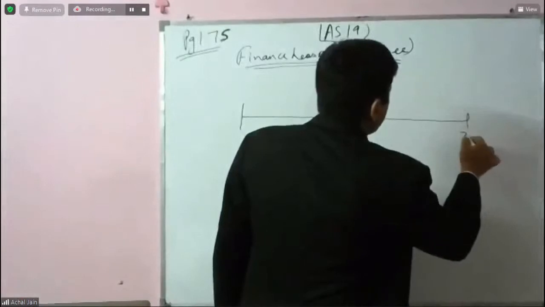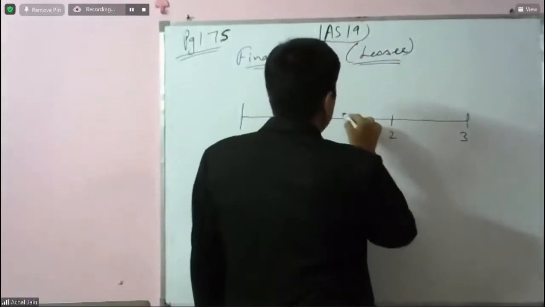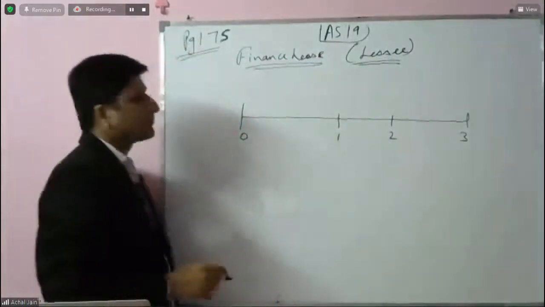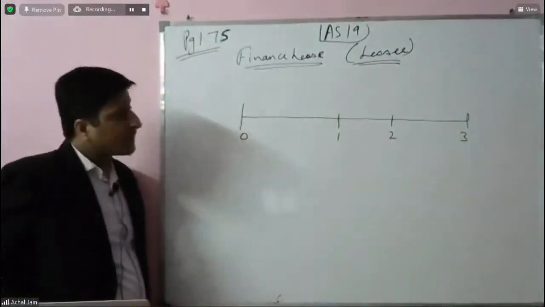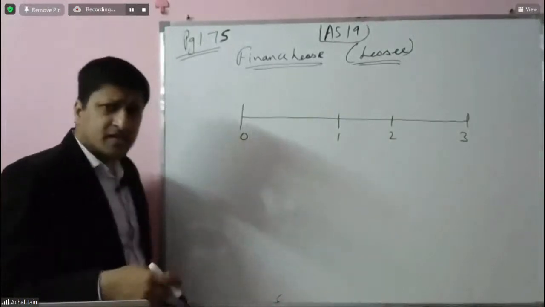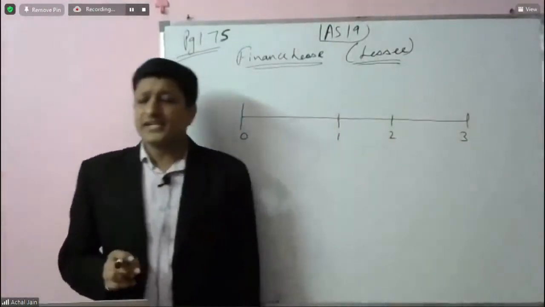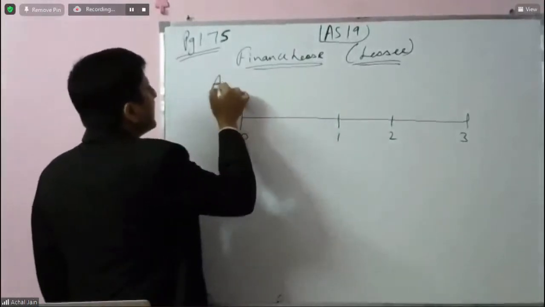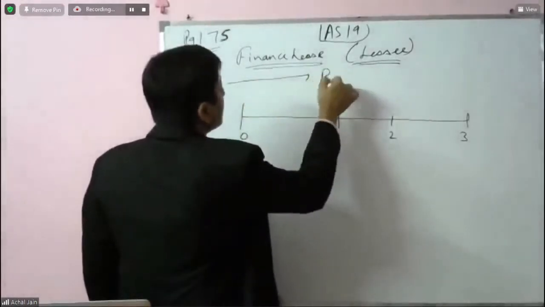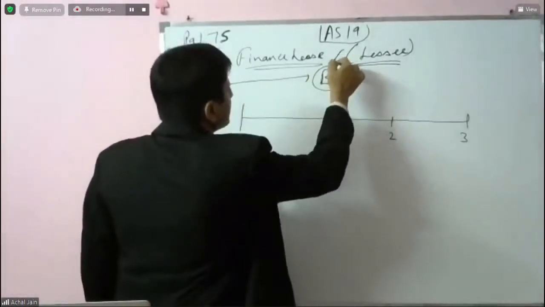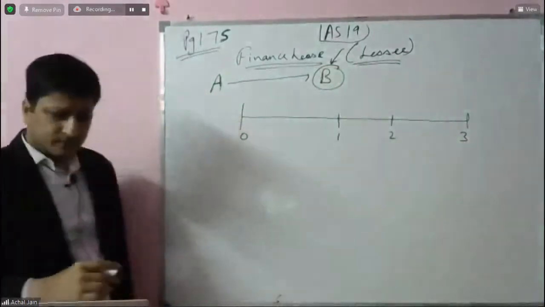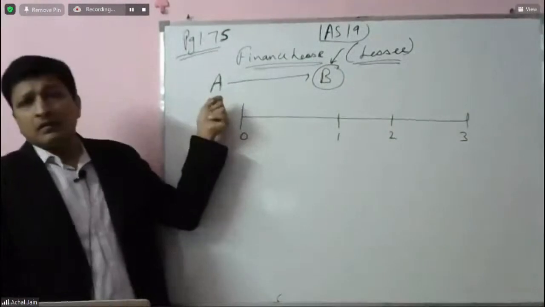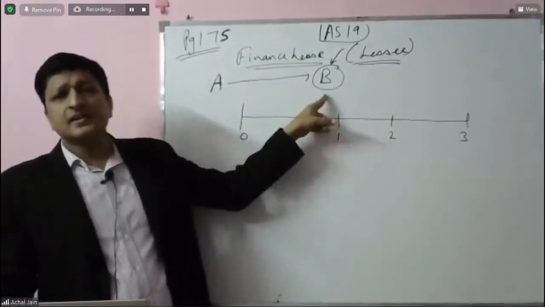Here again, let's suppose we have a period of 3 years. 2, 1, 0. Now let's understand in case of finance lease what would happen. A is the lessor, B is the lessee. Who owns the asset? A. Who has got right to use the asset? B.